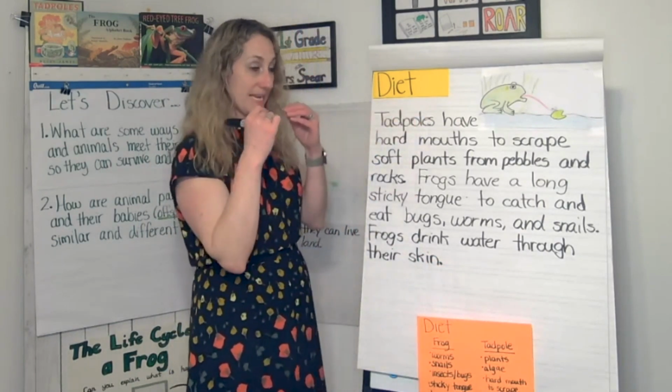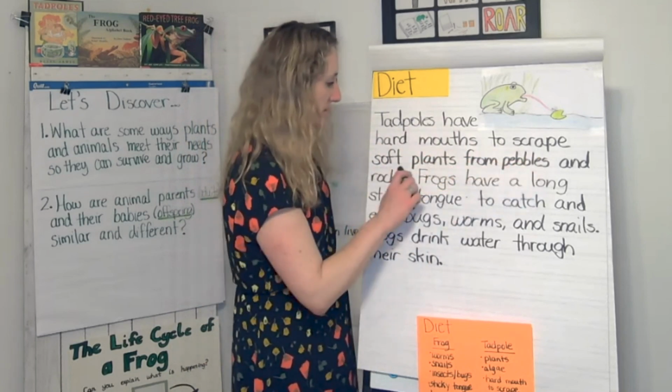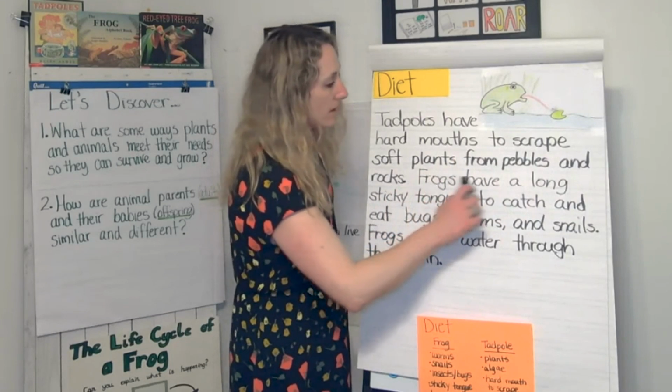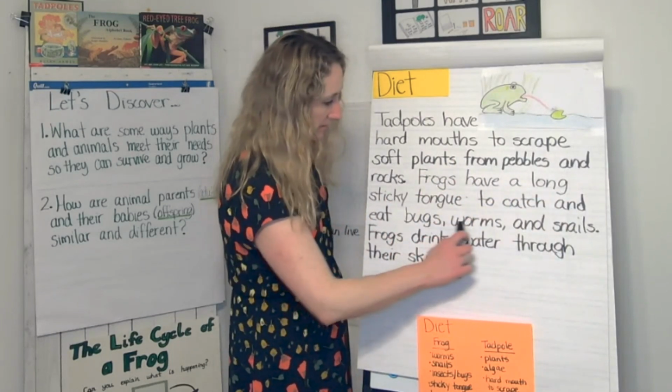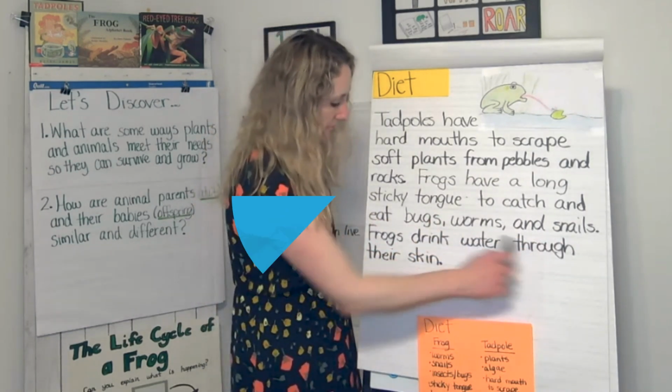Let's read it together. Diet. Remember that's what they eat. Tadpoles have hard mouths to scrape soft plants from pebbles and rocks. Frogs have a long, sticky tongue to catch and eat bugs, worms, and snails. Frogs drink water through their skin.